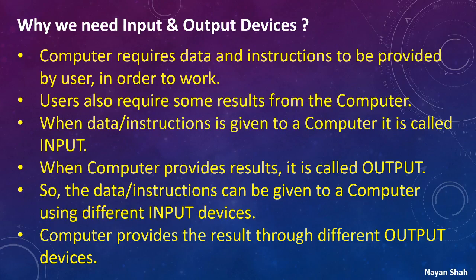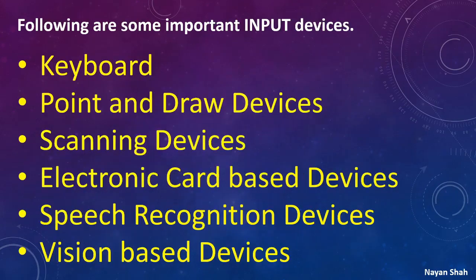The instructions are given to the computer through input devices, and when the computer provides the result, it is called output, and it comes to the user through different output devices. So the data and instructions can be given to a computer using many different input devices, and the computer provides the result through many different output devices. Let us see in detail the different devices.